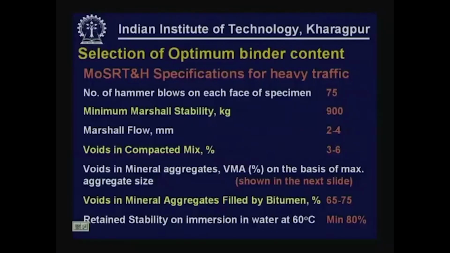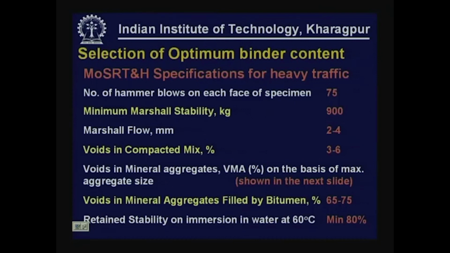These are the Ministry of Shipping, Road Transport and Highway specifications for heavy traffic. The number of hammer blows that are to be applied in preparing a specimen on each face of the specimen are 75 blows. The minimum Marshall stability that has to be attained is 900 kg. The Marshall flow should be ranging between 2 to 4 millimeters. The air voids in the compacted mix should be ranging from 3 to 6%.